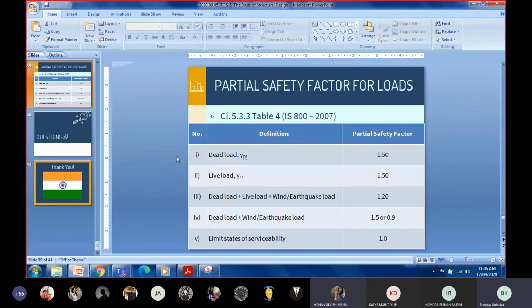Yeah, I wanted to just ask about this one, like limit states of serviceability. Why is it one? I didn't understand that.